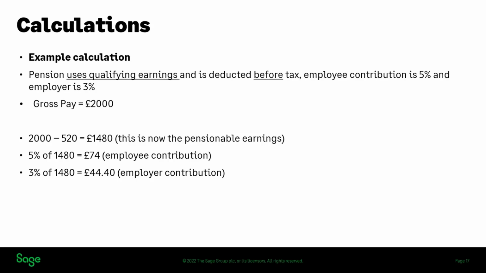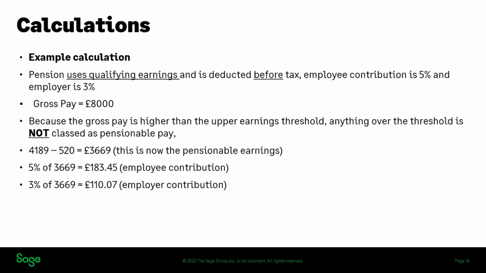Then you need to deduct that lower earnings threshold, which is £520 monthly this time, from the £2,000, which gives you 1,480. So that's now the pensionable earnings, okay? So rather than the full 2,000 being the pensionable earnings, it's only using qualifying earnings, therefore it's 1,480. So you now need to go ahead and get 5% and 3% of that £1,480, which gives you your contribution amounts. That's all it is in regards to those calculations. So there's just that one additional step if it's using qualifying earnings, but is still deducted before tax.